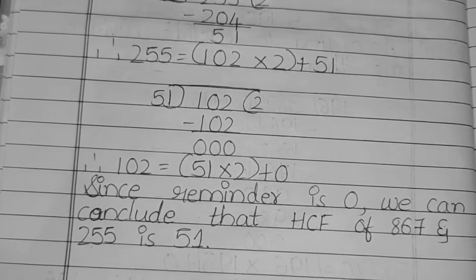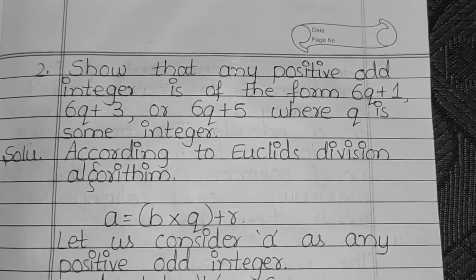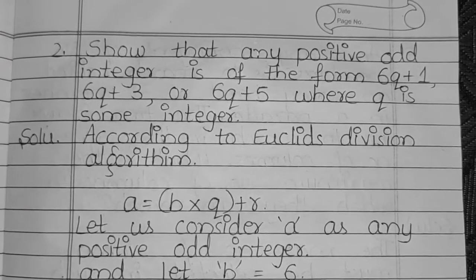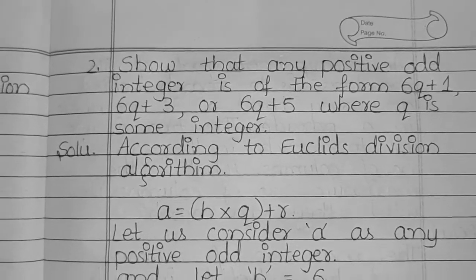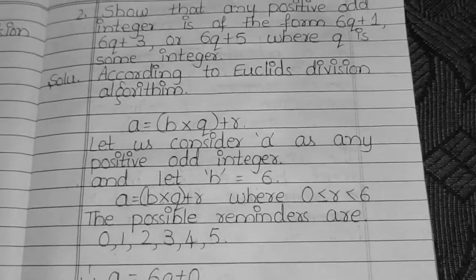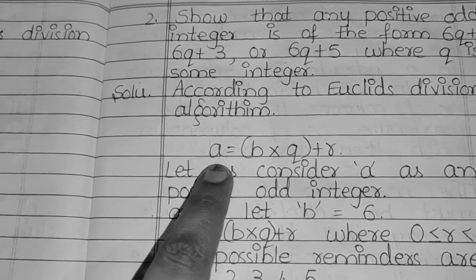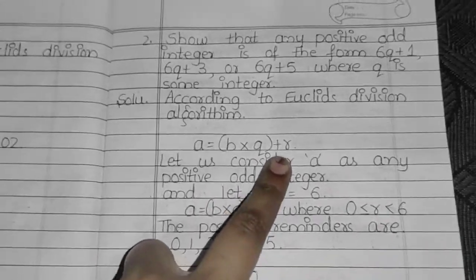I hope you have understood this. Let us move to the next sum. Second sum: show that any positive odd integer is of the form 6q plus 1, 6q plus 3, or 6q plus 5, where q is some integer. So we have to solve this according to Euclid's division algorithm. What is Euclid's division algorithm? I told you in the previous three sums: A is equal to B into Q plus R.